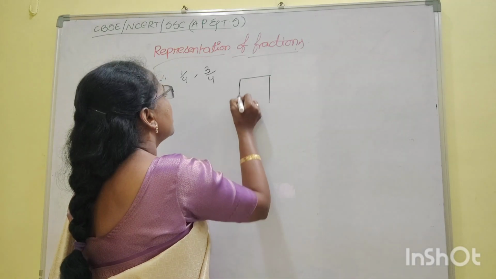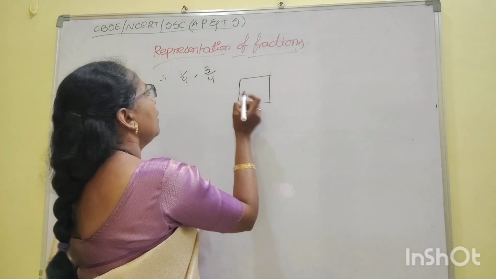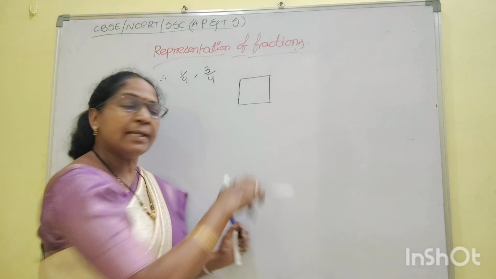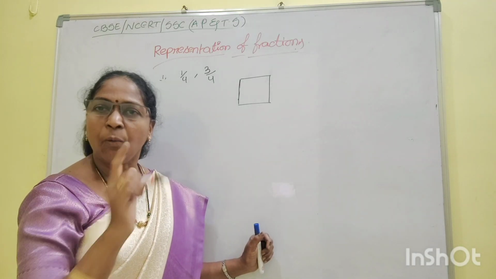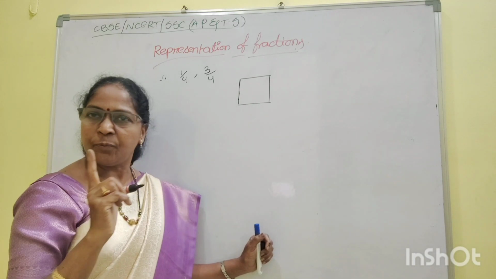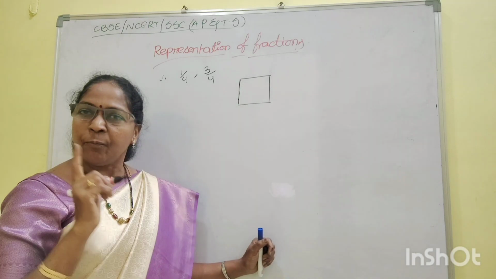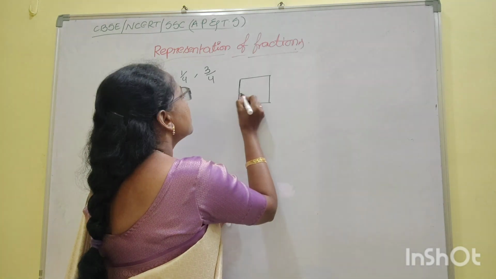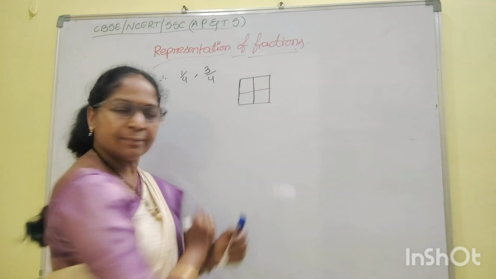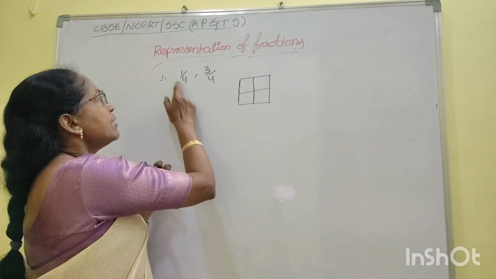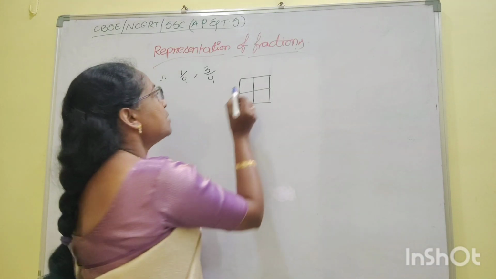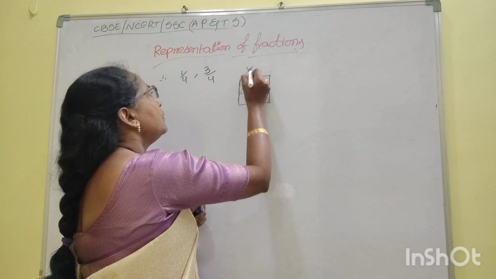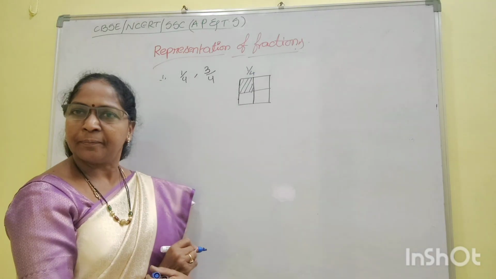Suppose, for example, one square. Now here, what is the denominator value? 4. That means we consider this figure as a whole, that is one picture. That whole is divided into how many parts? 4 parts. You divide this into 4 parts first. Then the first value is 1 by 4. That means the first part you have to represent like this. This value is equal to 1 by 4.